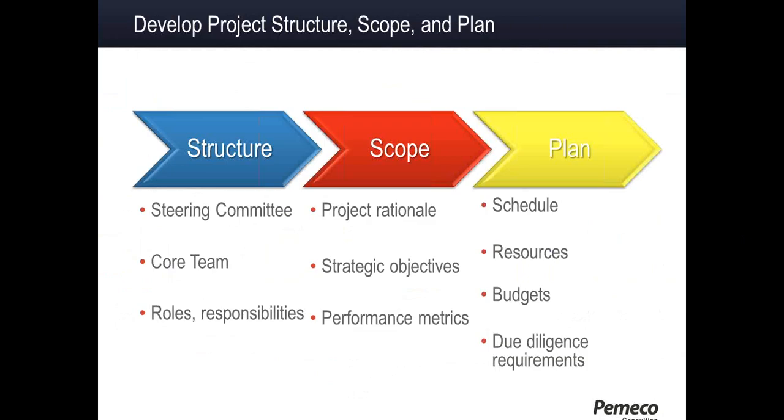We want a clear definition of scope. Why are we doing this project? What are the strategic objectives of it? And how are we going to measure this project going forward? And then ultimately we get down to the planning process, which we'll talk about here in just a minute, which is obviously the specific schedule of the events, the critical events in the assessment, the definition of the required resources at each level, and then what the budgets are pertaining to that.